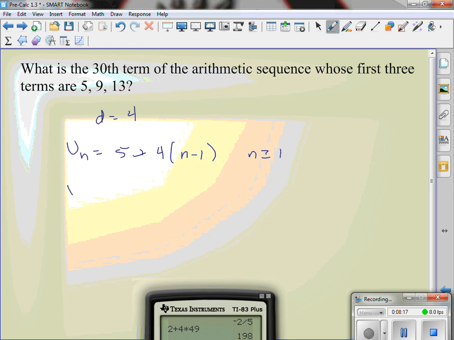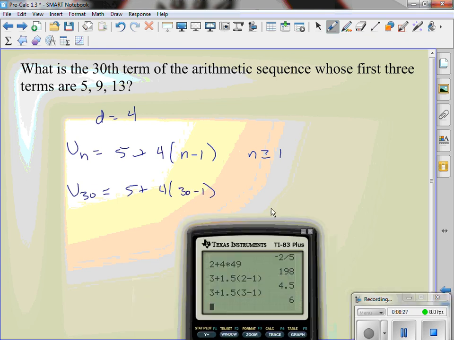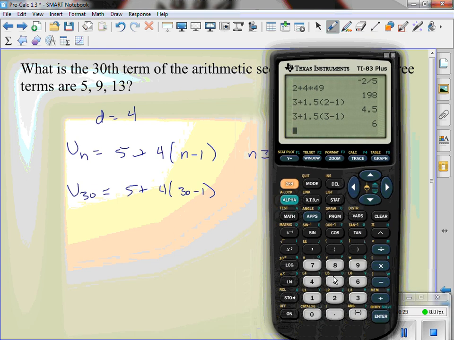That's it. To find u sub 30, just plug 30 in for n. 5 plus 4 times, I'll write 30 minus 1 for when I use the calculator. 5 plus 4 times 29. U sub 30 is 121. It's a lot faster than using the recursive formula.